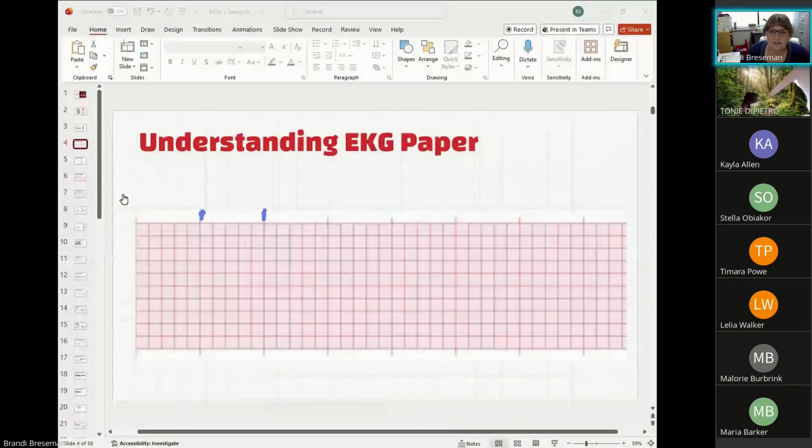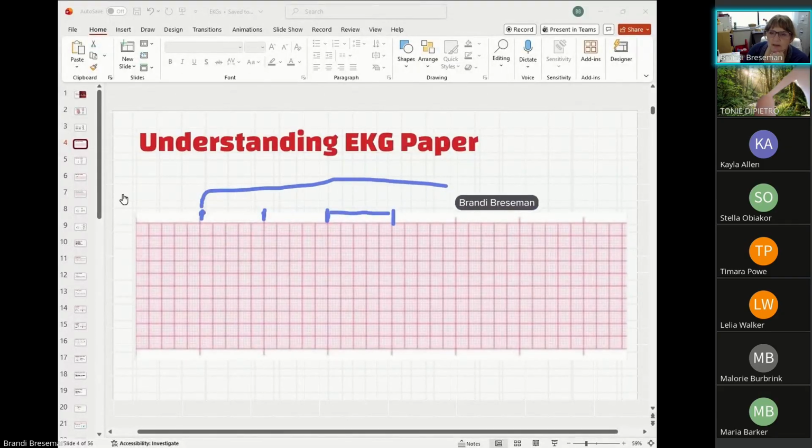All right. So each of these lines right here is a second. Between this line and this, here to here is 1 second. So this is a second, this is your second second, this is your third second, this is your fourth second, then your 5th second, and then your 6th second. So if you were doing a 6-second strip, you're going to measure from here to here. That's where we're going to look.